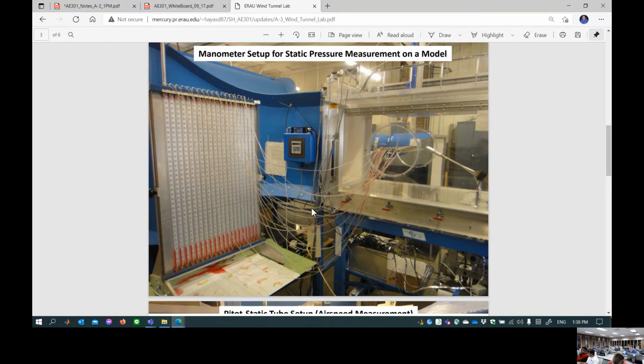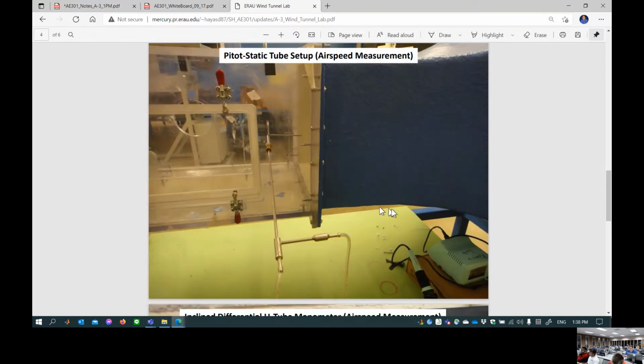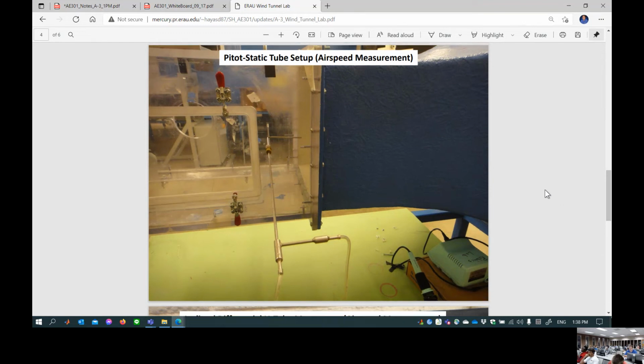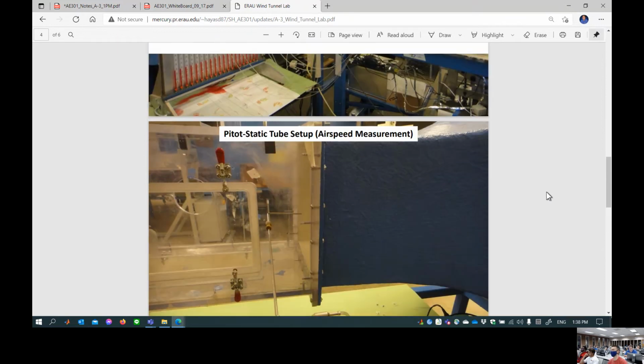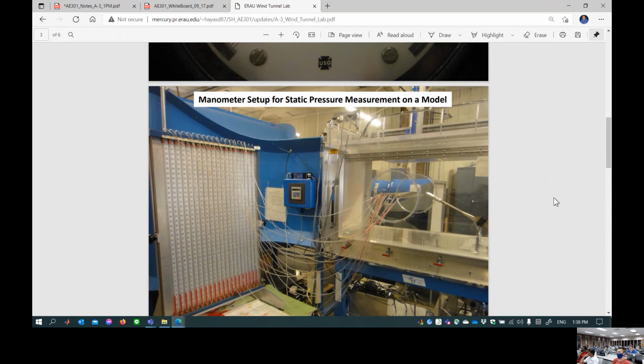Okay. So, what's this? Pitot-static tube. What are you measuring? You're measuring airspeed. By the way, we're going to revisit this one in Unit A4, airspeed measurement. So let's just stop here. So I'm going to show you only two things.